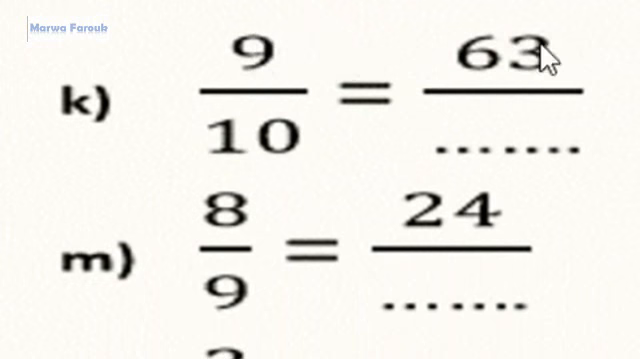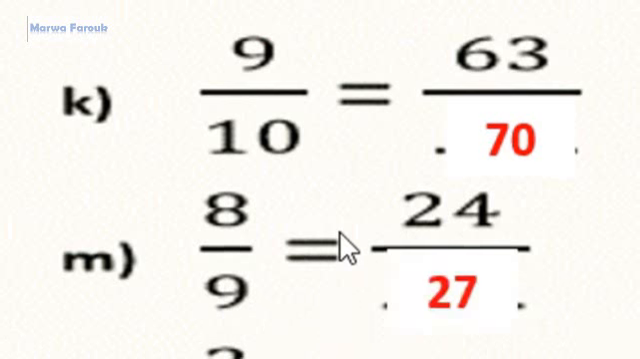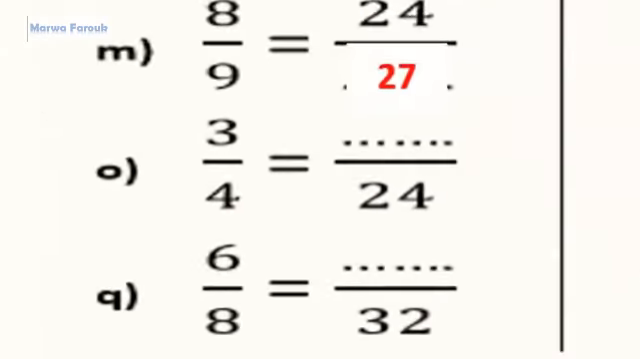Excellent. Here 9 and 63. 9 times what equals 63? 7. Excellent. So we will multiply also the denominator by 7. It will be 10 times 7 equals 70. Excellent. Now 8 and 24. So we multiply by 3. Excellent. So we are going to multiply also the denominator by 3. 9 times the 3 equal what? 27. Excellent. You have to be familiar with the times table so you can solve this exercise easily.